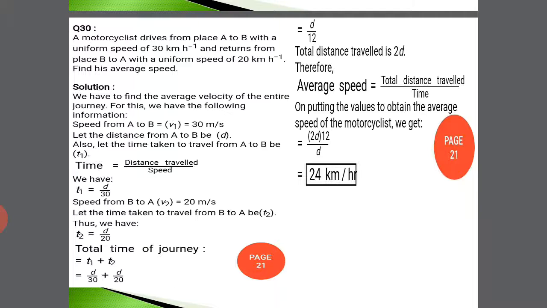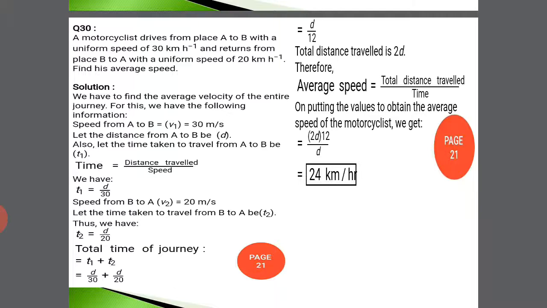Let the distance from A to B be D, and the time taken from A to B be T1. Then time is equal to distance traveled upon speed, so T1 is equal to D upon 30. Speed from B to A is 20 kilometer per hour. Do the correction: it is not meter per second, it is kilometer per hour. Let the time taken be T2. So T2 is equal to D upon 20, and in the similar way T1 is equal to D upon 30.